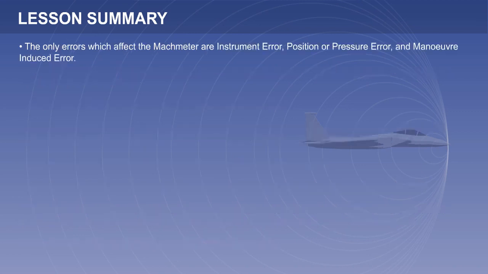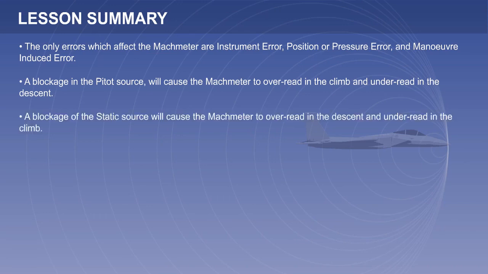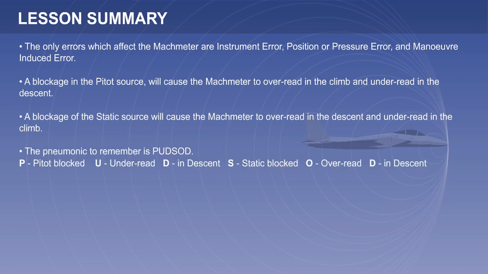The only errors which affect the Machmeter are instrument error, position or pressure error, and maneuver-induced error. A blockage in the pitot source will cause the Machmeter to overread in the climb and underread in the descent. A blockage in the static source will cause the Machmeter to overread in the descent and underread in the climb. The mnemonic to remember is PUDSOD.